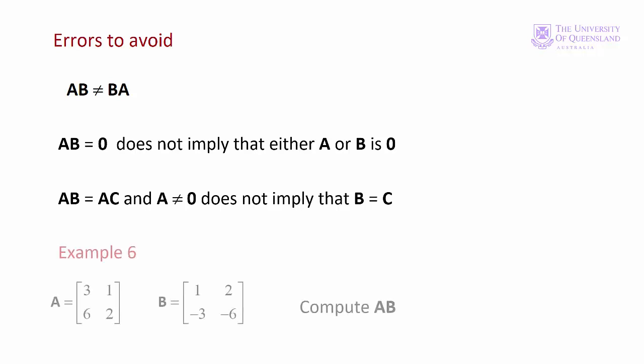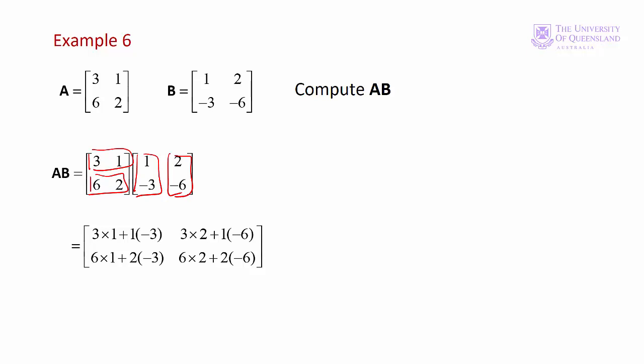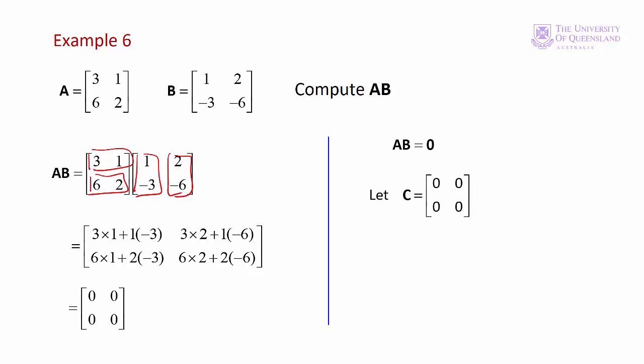We'll see that in this example. We have matrices A and B, and we want to compute A times B. Rows in the first by columns in the second. We get the null matrix, even though neither A nor B is equal to a null matrix. So we have A times B is equal to the null matrix. We can let C equal the null matrix. So if we multiply A times C, we get a null matrix. That implies that A times B is equal to A times C, but B is not equal to C.